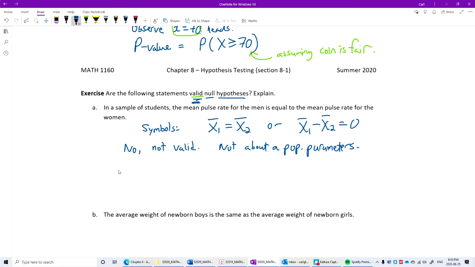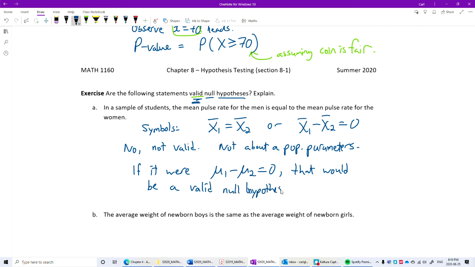So if it were the statement mu1 minus mu2 equals 0, that would be a valid null hypothesis. The null hypothesis is always a statement about the population, not just about the sample.